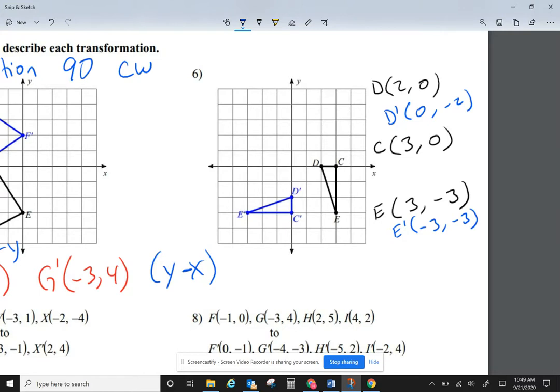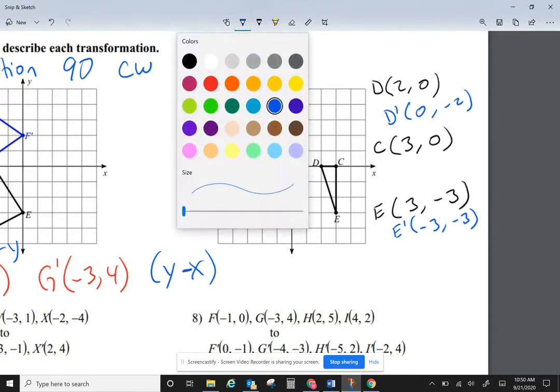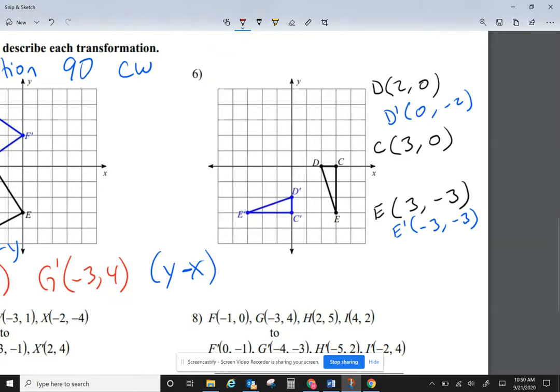All right, so I'm going to use D to know if my numbers flip or not. I look at (2, 0) for D, and D prime is (0, -2). So I'd say, well, yep, my numbers did flip. So I'm using D to know if my numbers flip or not. Now that I know that they did flip, I'm going to use point E.